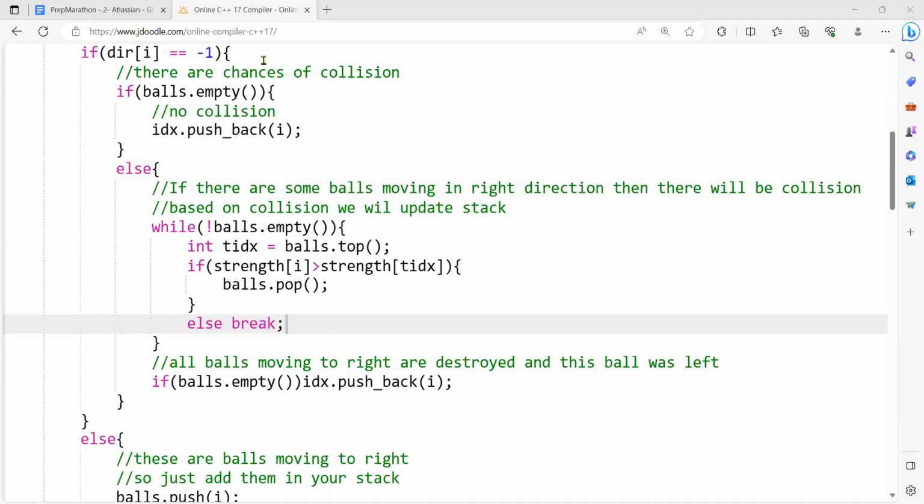Okay. So what's his name? Karthik. Pop on equal strength. Okay, we need to take care of equal strength also.